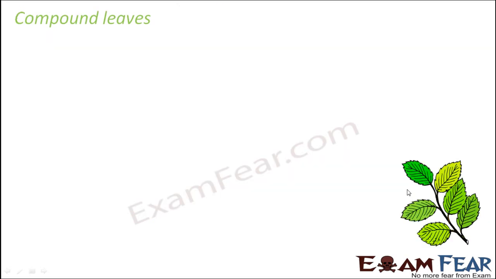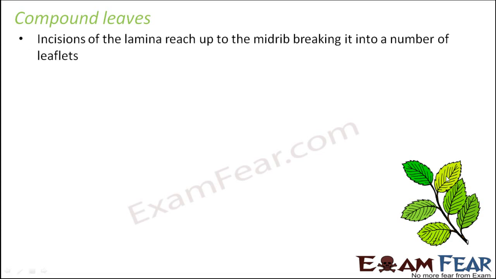Then what is a compound leaf? I think you got it now, looking at the picture which is shown. The moment the incisions touch the midrib, it is no more a single leaf. That entire leaf will actually break into a number of leaflets. Here the incisions of the lamina reach up to the midrib, breaking it into a number of leaflets.